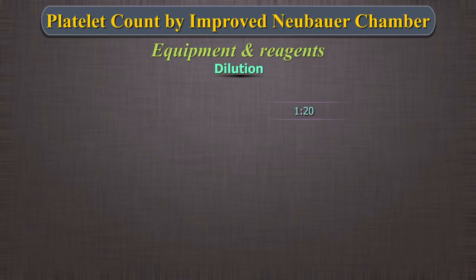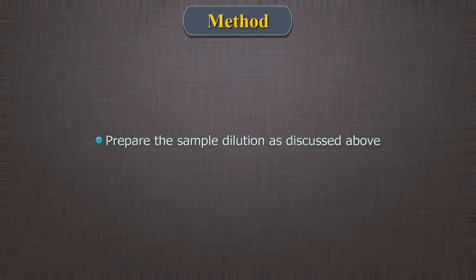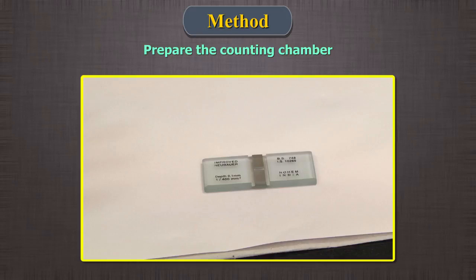For a 1:20 dilution, take 50 microliters of blood and mix with 950 microliters of diluent solution. This results in 1:20 dilution. Wait for 10 to 20 minutes before charging the hemocytometer. Method. 1. Prepare the sample dilution as discussed above. 2. Prepare the counting chamber. Meticulously clean the hemocytometer with lint-free paper.